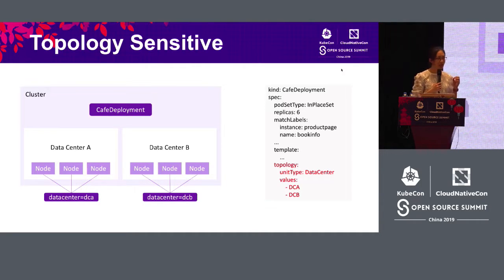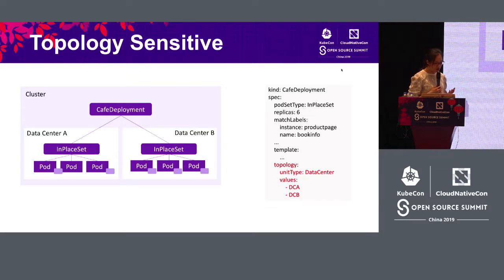When the node is created, it will be labeled with the data center, and this label helps during the scheduling of the node, so that it can satisfy certain requirements. And according to the topology in the spec, it will create a unique in-place set. The in-place set is unique to the data center, and it is responsible for the maintenance of the life cycle of the pod.